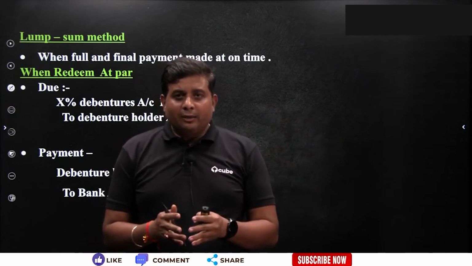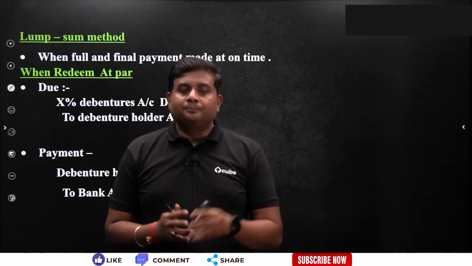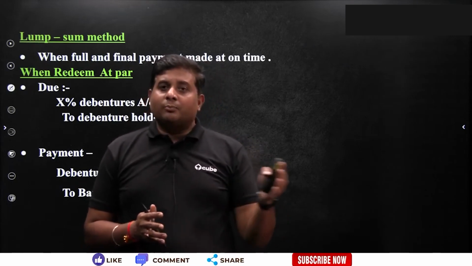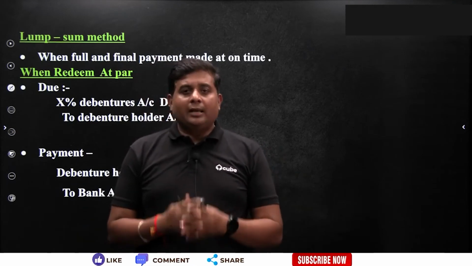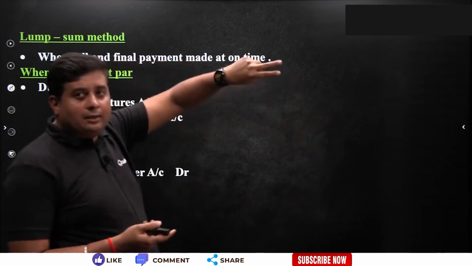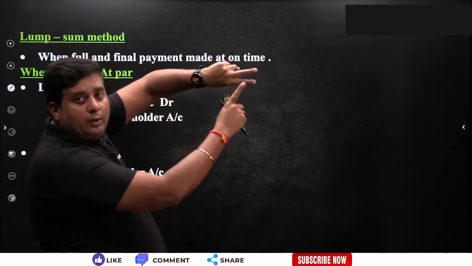entries: bank account debit to debenture application and allotment account first, and second, debenture application and allotment account debit to X% debenture account. If you combine both the entries, you find the entry should be bank account debit to X% debentures. So let's take an example. Let's look at my two fingers. See, bank account debit to X% debenture.